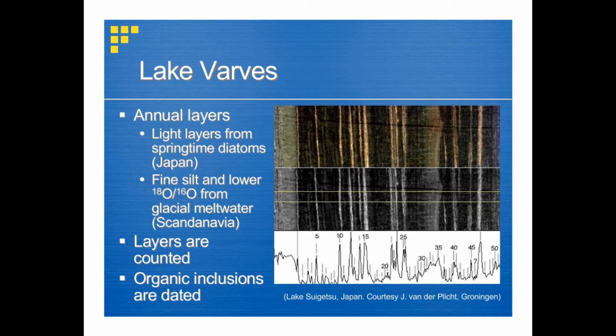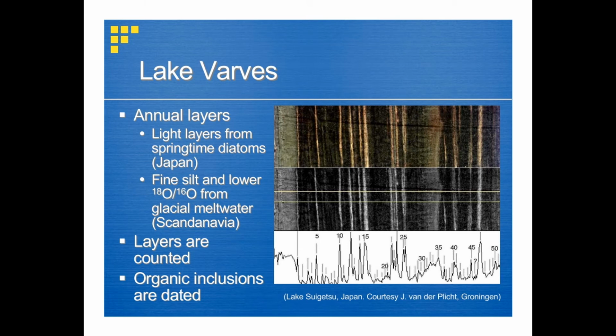But we've extended the calibration even further. These are pictures of lake varves from Lake Suigetsu in Japan. And in Lake Suigetsu, there's diatom growth in the spring that causes light layers. The rest of the time you have dark layers in the lake varves. And these are counted just like the tree rings are. And then carbon inclusions, little pieces of leaf or other carbon inclusions are found in there, and they're dated.